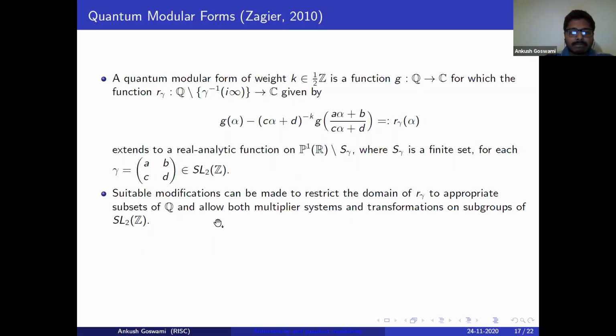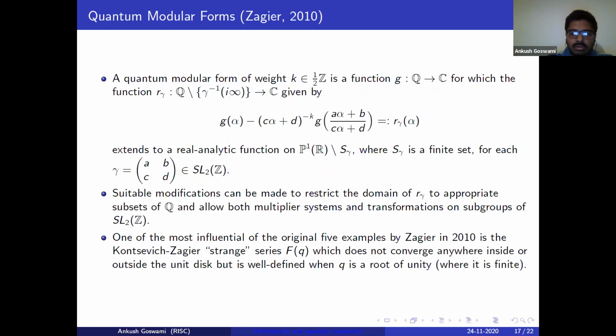Okay, so in the same paper in 2010, Zagier also introduced 5 examples, out of which one of the most influential is the Kontsevich-Zagier strange series F(q), which Zagier studied in 2001. And one of the main reasons why F(q) is called strange is because it does not converge anywhere inside or outside the unit disk, but it is well defined when q is a root of unity, in which case it is finite.